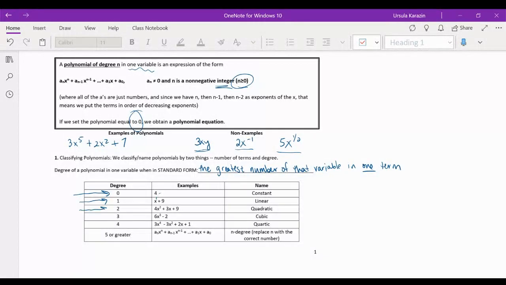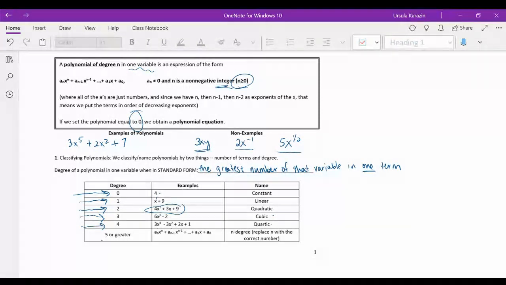If you have a degree 2, that is like this example here, where we do have two terms that have an x, but the term 4x squared has the most x's. That's 2 x's. So that's a quadratic. Remember, those are parabolas. And then getting into some that you've never seen before, if one of the terms has an exponent of 3, and there are no higher exponents, that would be a cubic. And then at degree 4, the highest exponent would be a 4, and that's called a quartic.